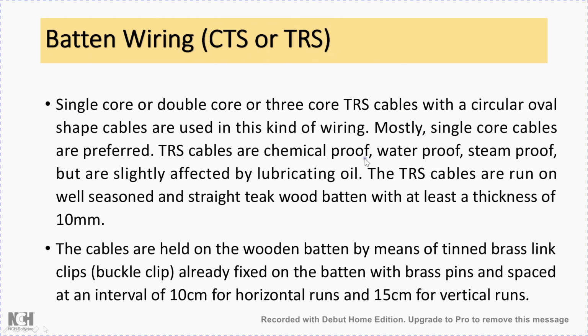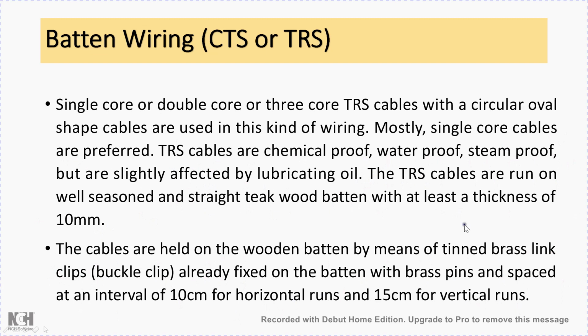TRS cables are chemical proof, waterproof, steam proof, but are slightly affected by lubricating oil. So they are only affected by the oil, otherwise they are almost entirely environment proof. Then the TRS cables are run on well seasoned and straight teak wood batten with at least a thickness of 10 mm. The cables are held on the wooden batten by means of tinned brass links, which are also called buckle clips, already fixed on the batten with brass pins and spaced at intervals of 10 cm for horizontal runs and 15 cm for vertical runs.